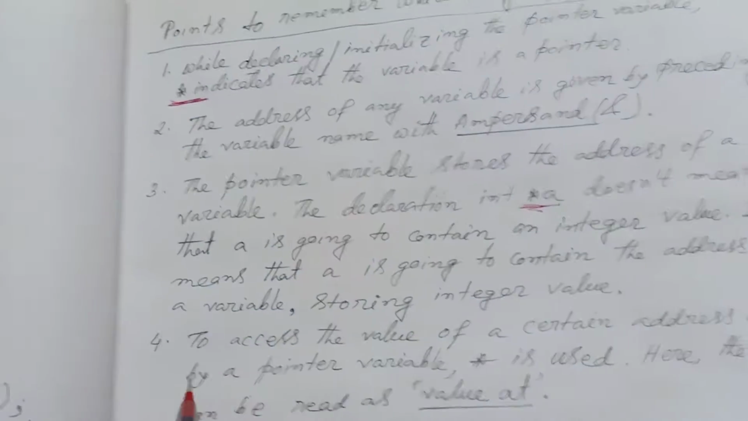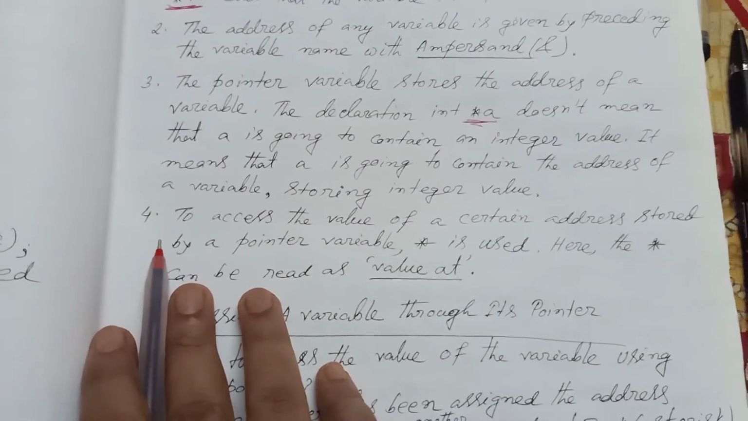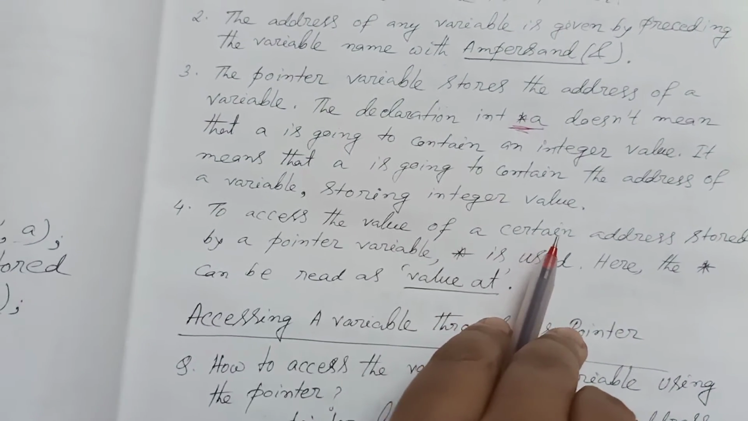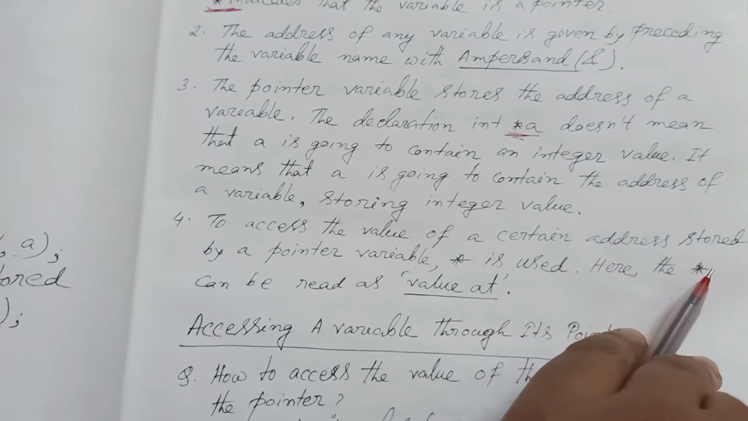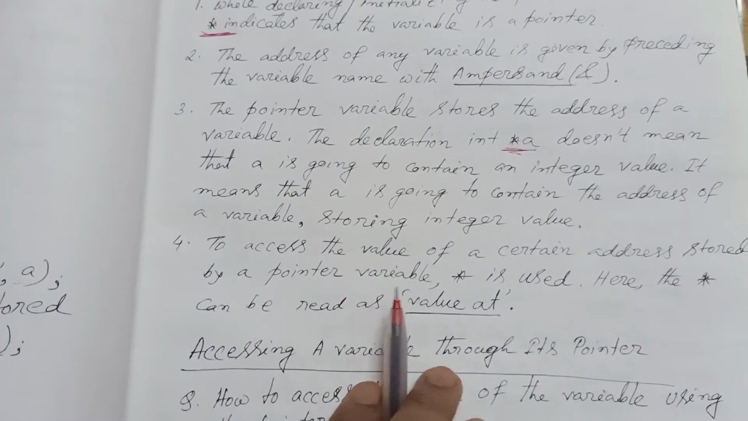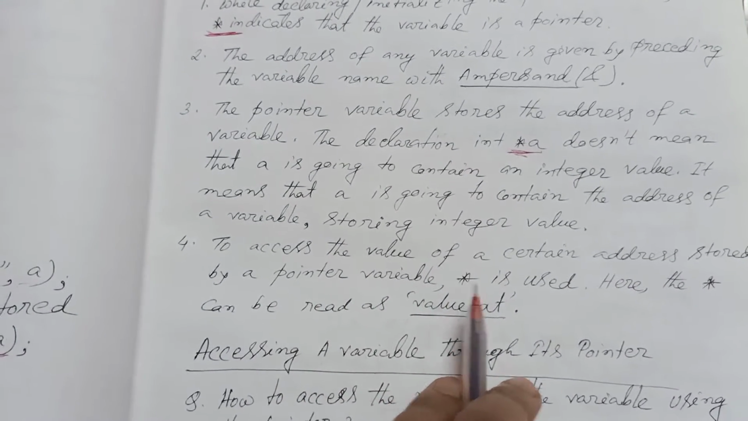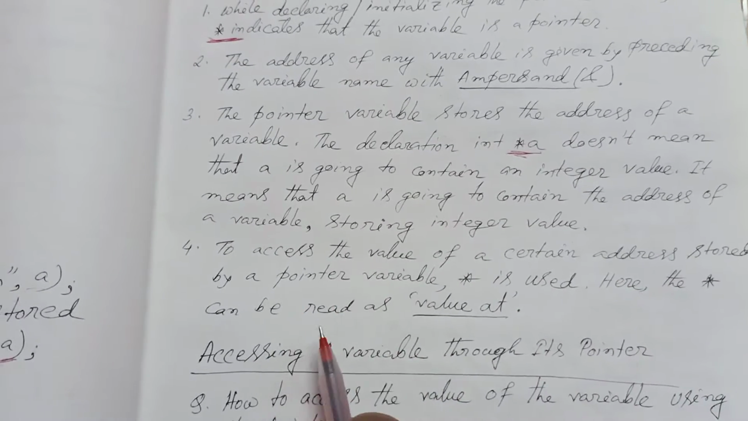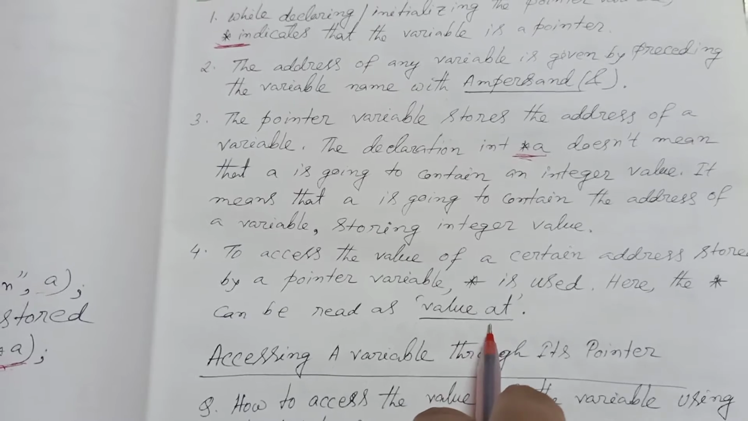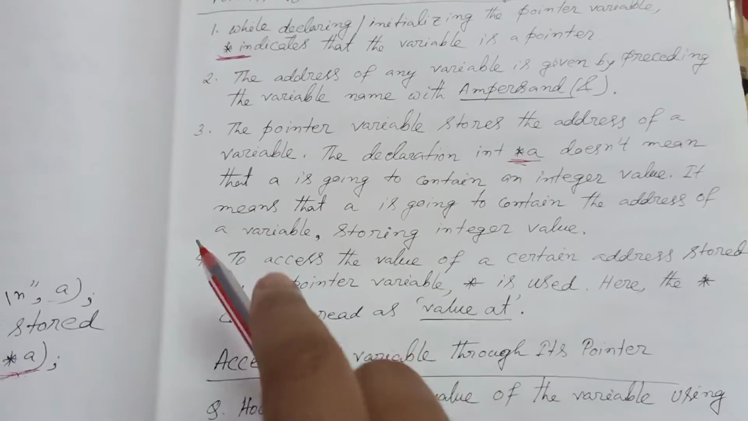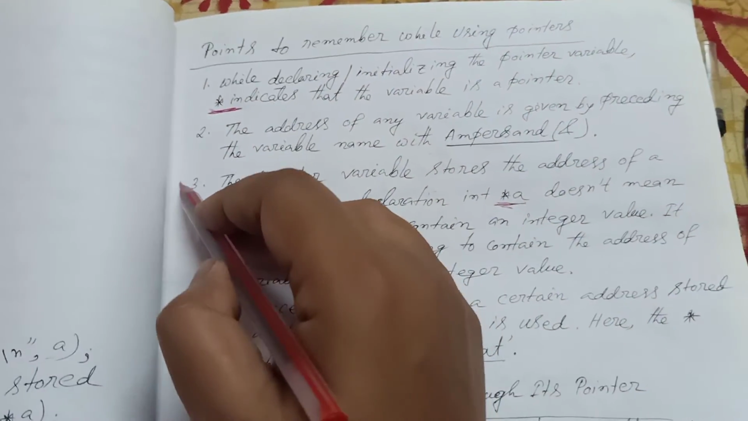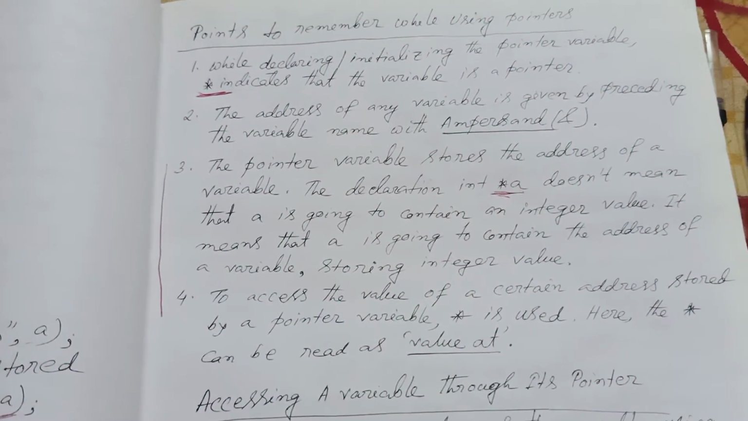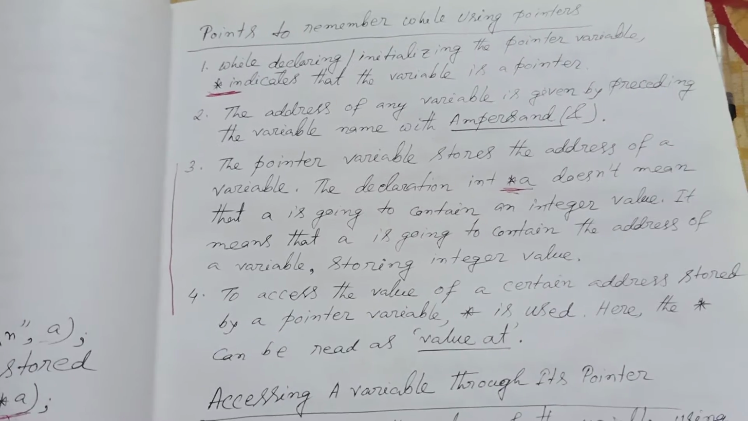And the fourth point we should remember: to access the value at a certain address stored by a pointer variable, the asterisk is used. Here the asterisk can be read as value at. So we should remember these four points when we are using pointers.